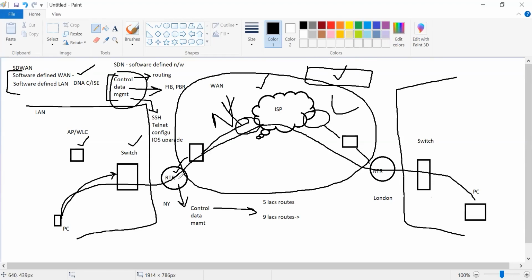Now, end router or end device would not be exchanging the routing information directly to each other. They would simply be talking to each other about the data plane packets. They would simply be forwarding data packets to each other. Routing to these devices would be exchanged via vSmart. So this is the advantage that we have.